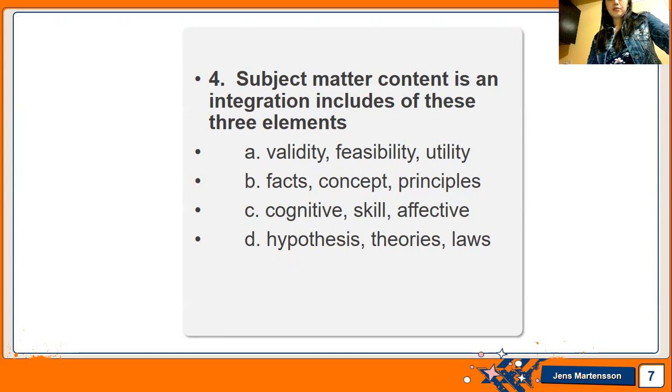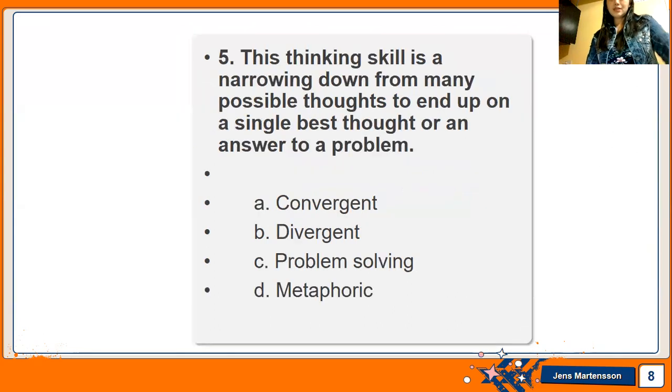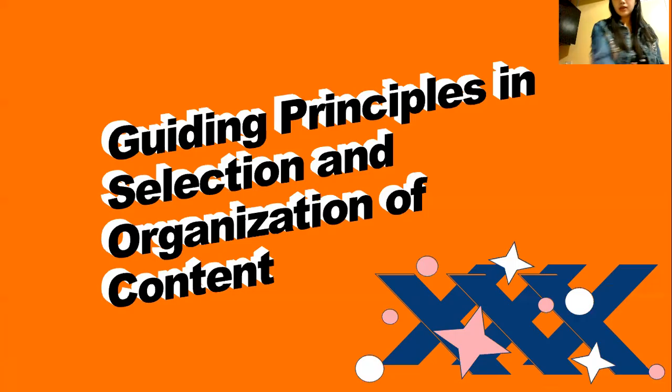And lastly, number 5, this thinking skill is a narrowing down from many possible thoughts to end up on a single best thought or an answer to a problem. A, convergent. B, divergent. C, problem solving. D, metaphoric. Okay, so are you all done? So moving on, let's proceed to our topic, guiding principles in selection and organization of content.